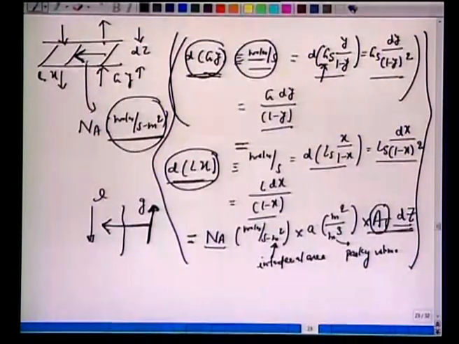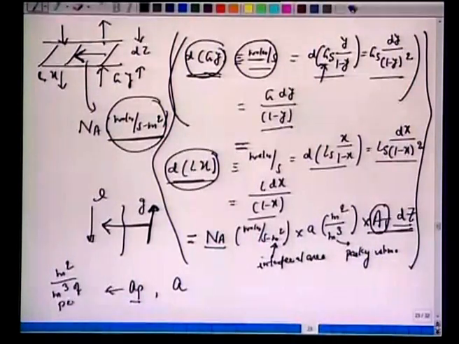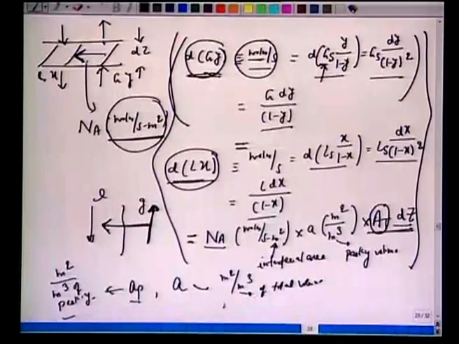Here it is very important that we are a bit careful. There are two types of nomenclature used in most textbooks, one is aP, one is a. aP is generally meter square per cubic meter of packing, say Berl saddles or Raschig rings. This a is meter square per cubic meter of total packed volume, which means a can be related to aP into 1 minus epsilon B, where epsilon B would be the bed porosity.